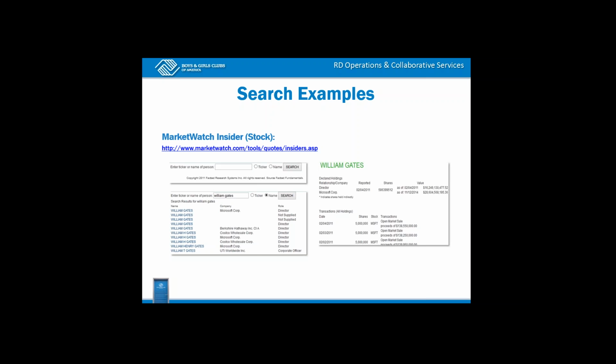This is an example of a MarketWatch Insider. In this case, this is Bill Gates, and if you typed in Bill Gates, this is the type of information you would get. He's got stock in a number of companies, but it tells you the full amount of his stock and when the last time he sold some of his stock was.